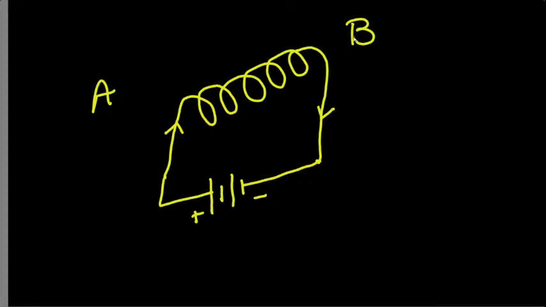Priya says that A is north, which means that B is going to be south. Snigdha and Siddhant say the absolute reverse of what Priya said: they say that A is south and B is north. Others, we got two different opinions. One says A is north and the other set says that A is south.